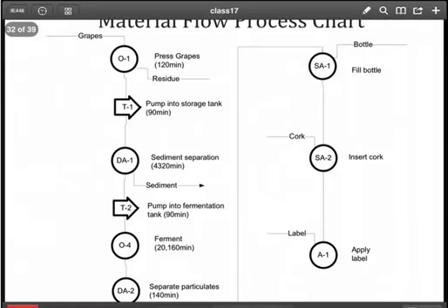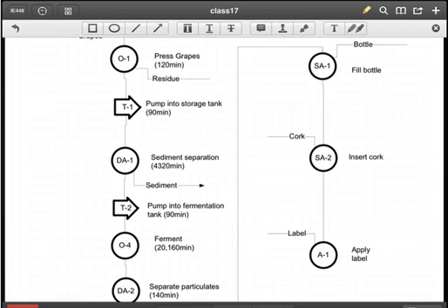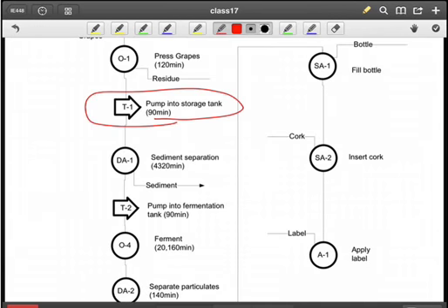Now, what does the material flow look like? Well, we did have some transfer operations, and here we can see the pumping of the juice that was extruded occurs, representing a transfer from the wine press operation into the storage tank where the sediment separation will occur. And then we have another pumping operation that was specified between the two storage tanks. So at this point, this is all that we have in terms of our description.